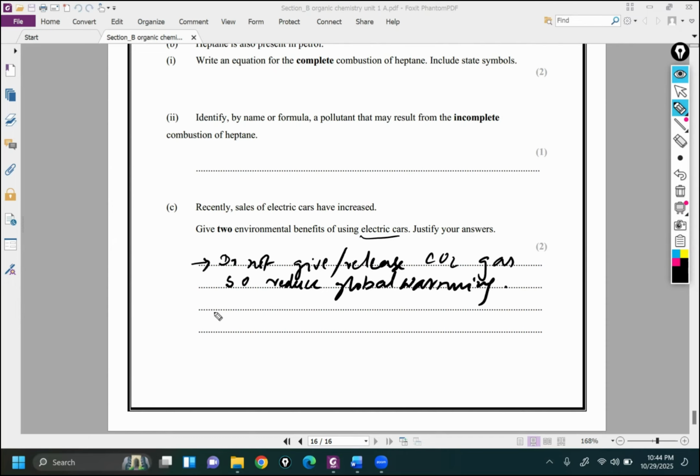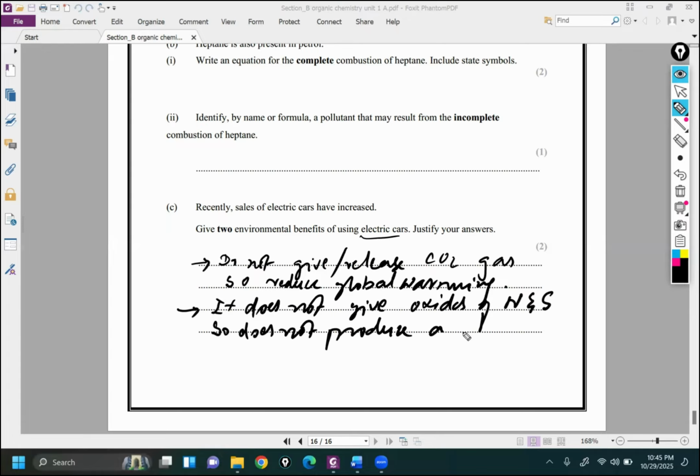And the second point, it does not give oxides of nitrogen and sulfur, so it does not produce acid rain. So these 2 points are from the environmental point of view, and they give environmental benefits instead of using fossil fuels.